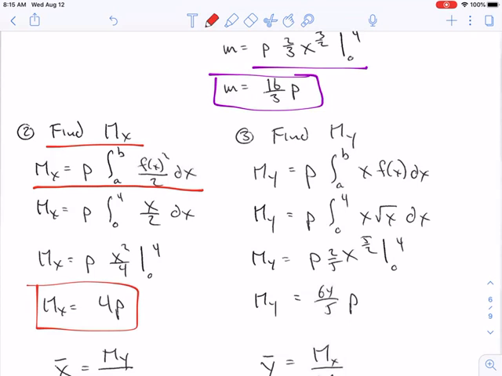Then the moment about the y-axis. That is x times f of x. So x times the square root of x is x to the 3/2, right?